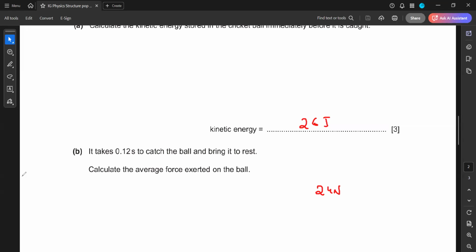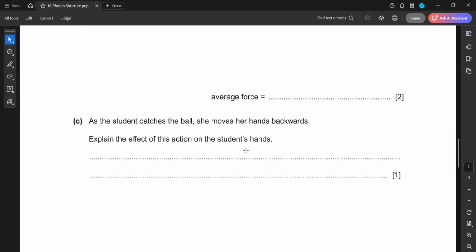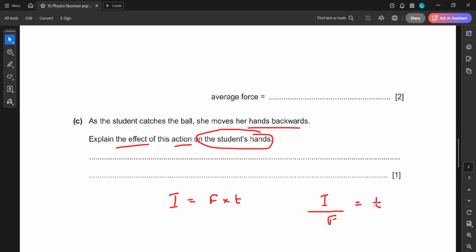The next we have is, as a student catches the ball, she moves her hand backward. Explain the effect of this action on the student's hand. Look, if we stop any object, we have the formula that the impulse is force multiplied by time. Or we can also say impulse divided by force is equal to time.